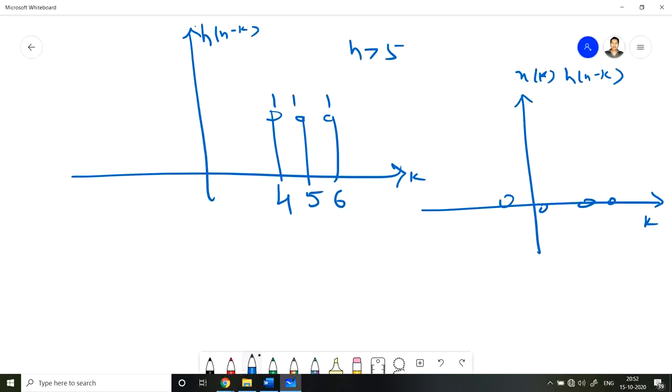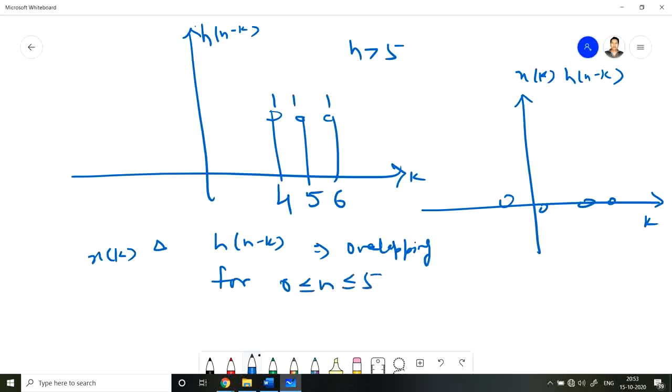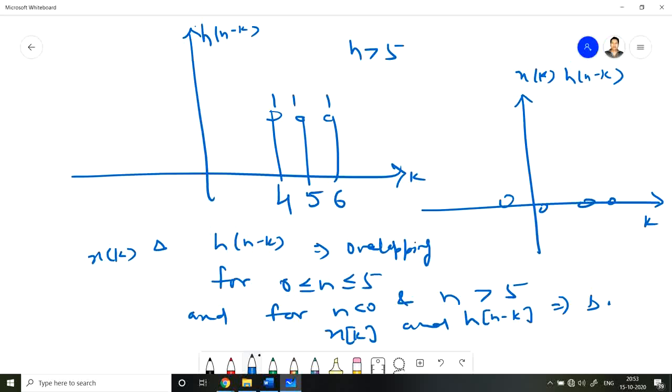So basically what we are getting is that x[k] and h[n minus k] overlap for 0 less than or equal to n less than or equal to 5, and for n less than 0 and n greater than 5, x[k] and h[n minus k] do not overlap.